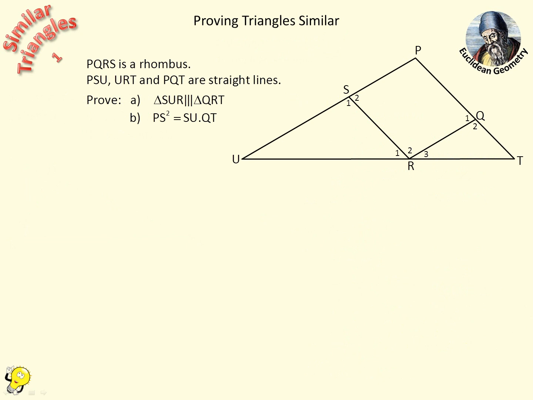Let's look at one more. So we have straight lines, we have a rhombus. Now remember that means that is parallel to this and that is parallel to this, and SP equals PQ equals QR equals SR. Prove that triangle SUR is similar to triangle QRT. That's pretty straightforward because you're told the triangles to prove similar.